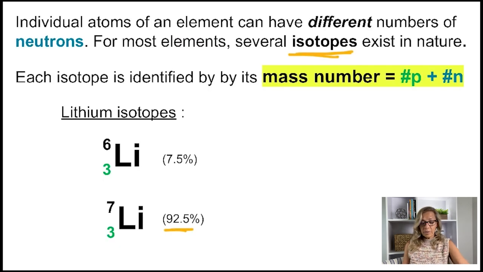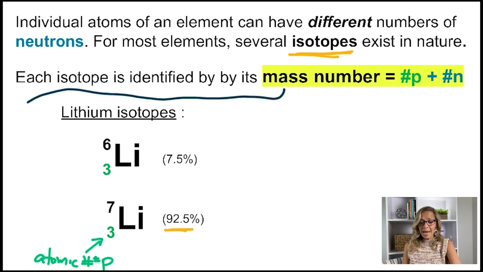So in the lower left-hand corner, we're going to put the atomic number. Okay, and that is the number of protons, right? We've got 3 protons. Now, what is this number on the top? The number on the top is what we call mass number. This is the number of protons plus the number of neutrons.